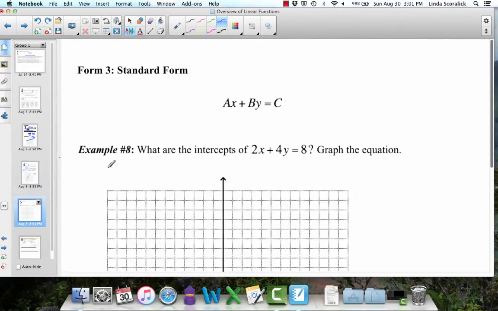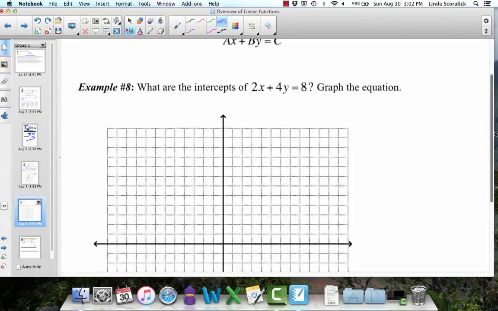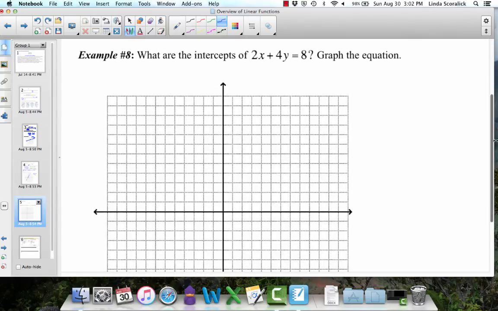Standard form is ax plus by equals c, where a, b, and c are real numbers, and a and b cannot both be 0 at the same time. Standard form doesn't really have a whole lot of uses outside of some application problems. So you're never going to be asked to write an equation in standard form. It just sometimes is a useful way to use information in a given problem.